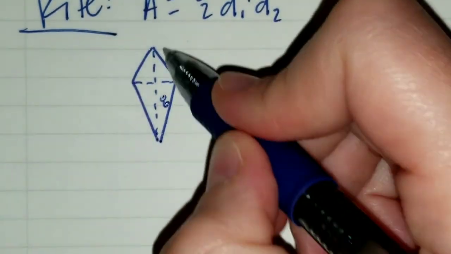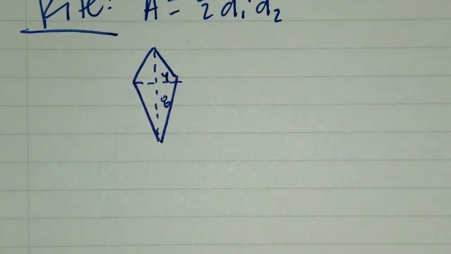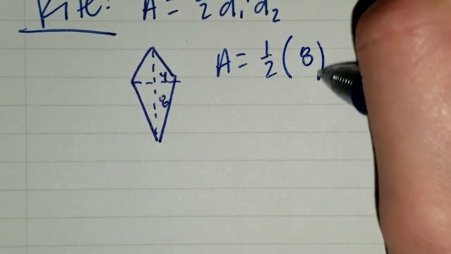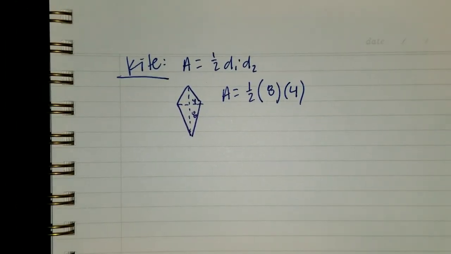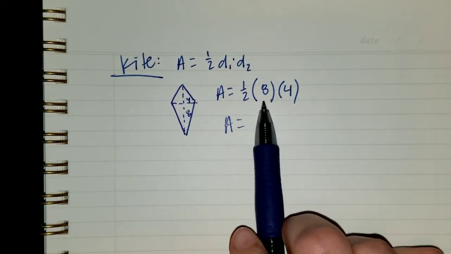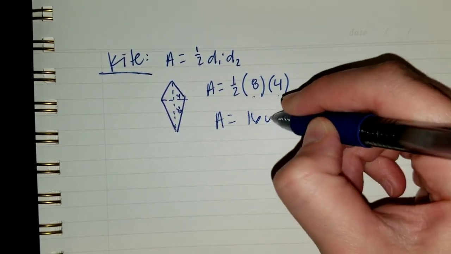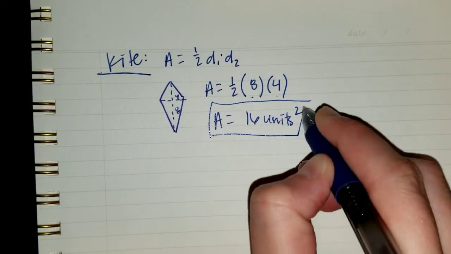If this diagonal is 8, and this diagonal is 4, our formula is going to look like this: 1/2 diagonal 1 times diagonal 2. 8 times 4 times 1/2. 1/2 times 8 is 4, 4 times 4, we got 16. Whatever the units are, they're going to be squared.